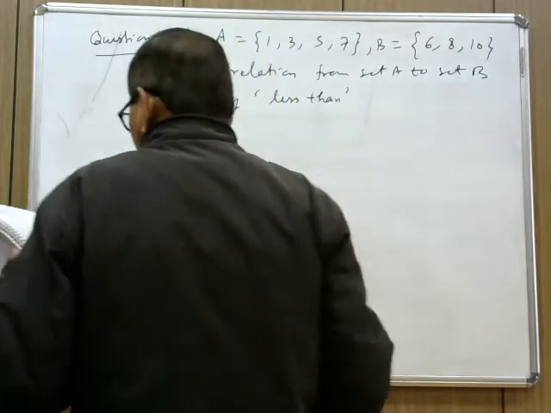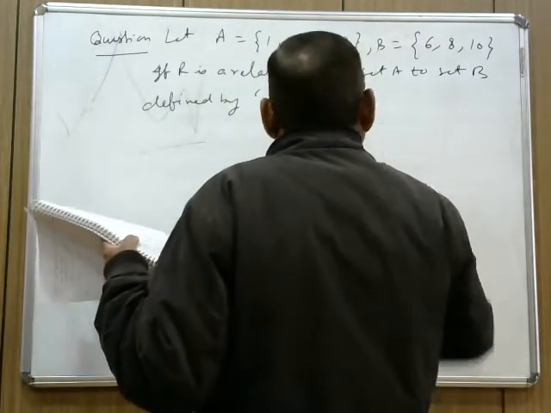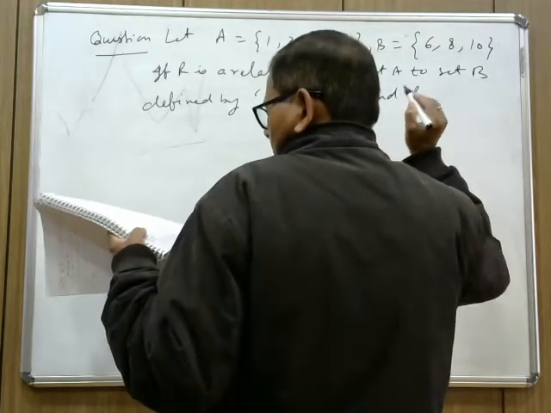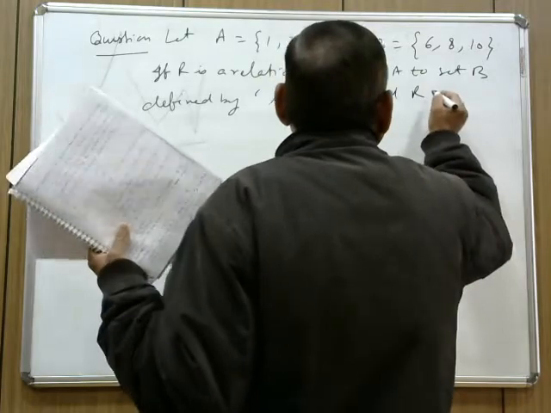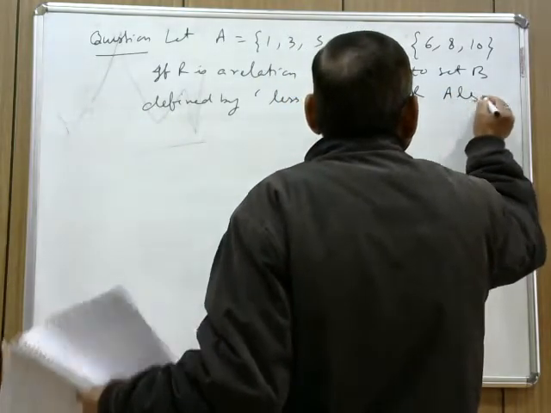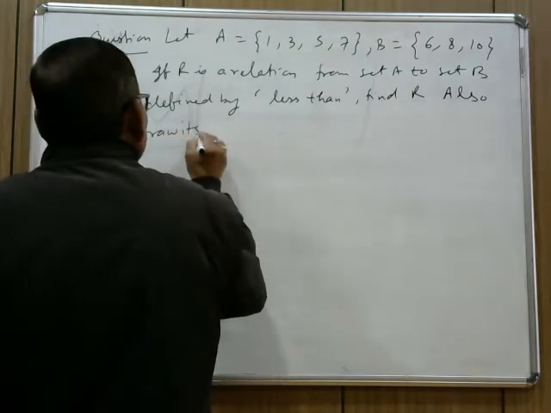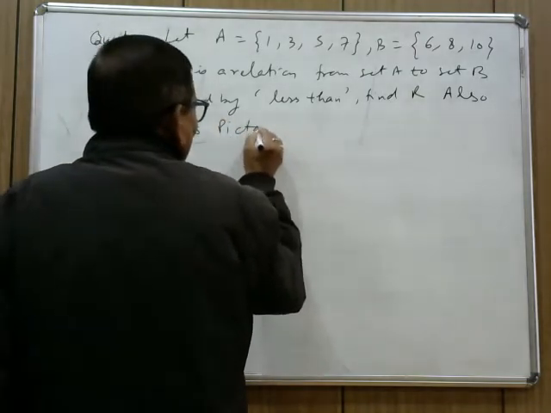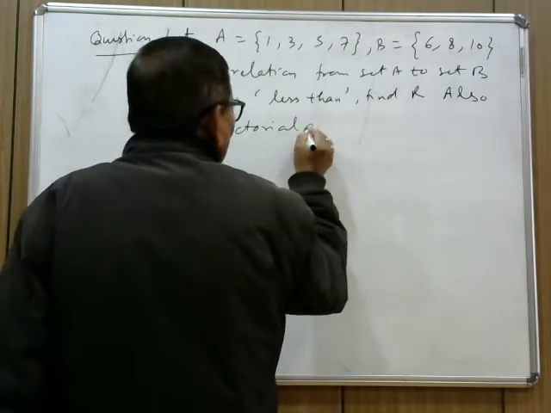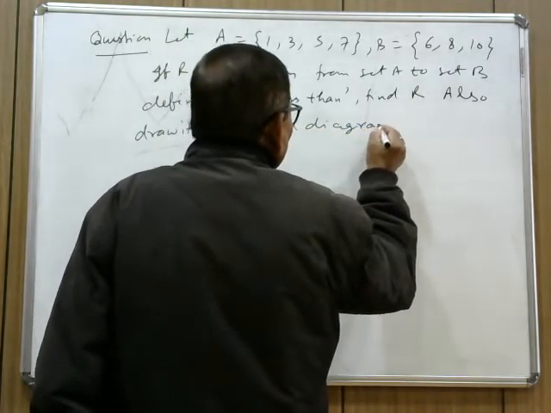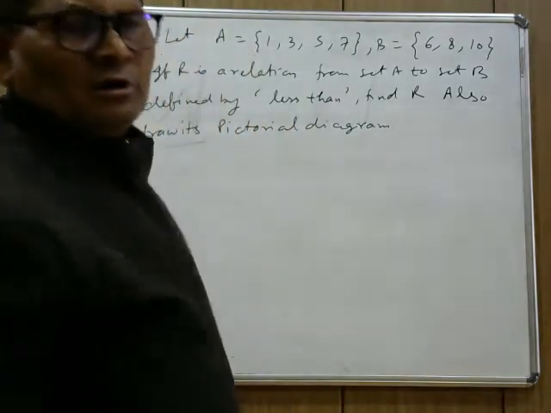Less than, find R. Also draw its pictorial diagram. That is the question. First you find the relation and then you draw the pictorial diagram of that relation.